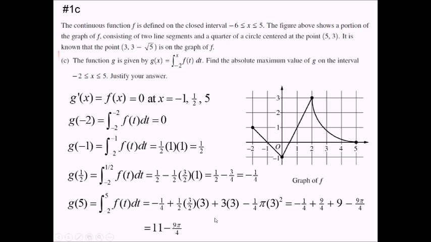So now we have to compare. Well, if we're looking for the absolute max, I think we can definitely eliminate this one right here, this -1/4. It's a negative number. There are positive numbers, or at least non-negative numbers out there. So this definitely can't be it. I think we can also eliminate 0 because g of -1 is 1/2, which is bigger than 0. So really, the question is, what's bigger, 1/2 or 11 minus 9 pi over 4?